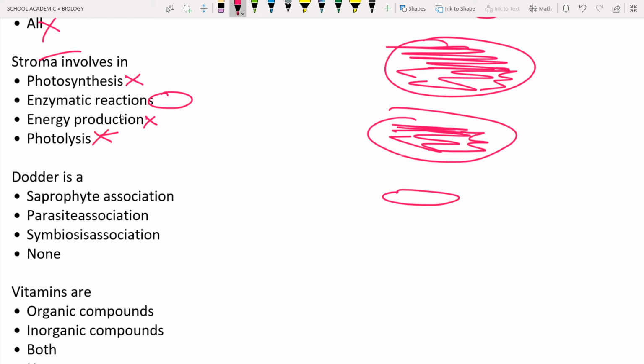So which answer is satisfactory now? Enzymatic reactions. Yes, enzymatic reaction. How is this enzymatic reaction more satisfactory for this question? If you see here in the stroma, the glucose molecules are joined together. This reaction is also known as the dark reaction. In this dark reaction, you can see joining of the glucose molecules by enzymes to form a starch molecule. Okay. So hence this option is correct. Stroma is involved in enzymatic reactions.